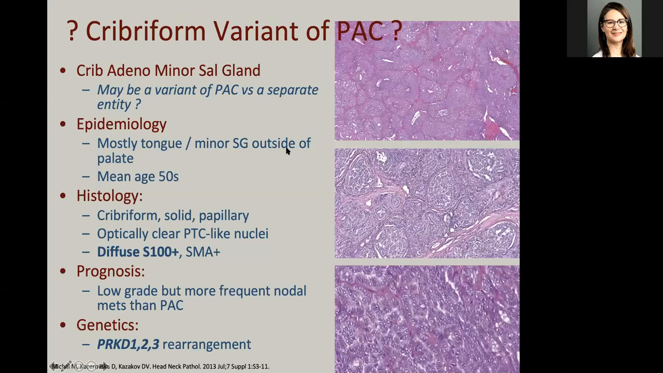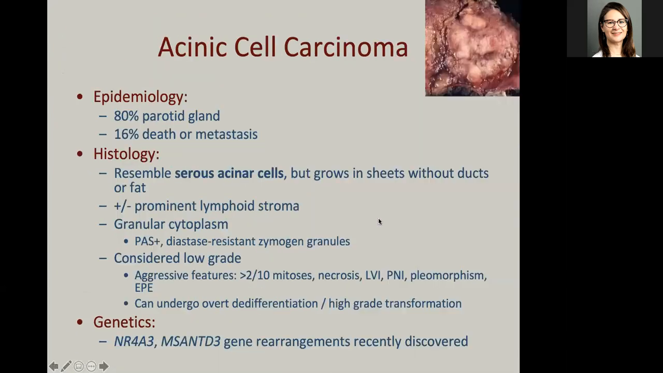There is this variant of polymorphous that was proposed as cribriform adenocarcinoma, which is generally seen in minor salivary glands outside of the palate, like the parapharyngeal space or the tongue. The morphology is similar. The genetics are similar, except for PRKD1 gene in these tends to be rearranged instead of mutated, significance of which I don't know, but just know that this exists, cribriform adenocarcinoma or cribriform variant of polymorphous adenocarcinoma. Okay, moving on to acinic cell.